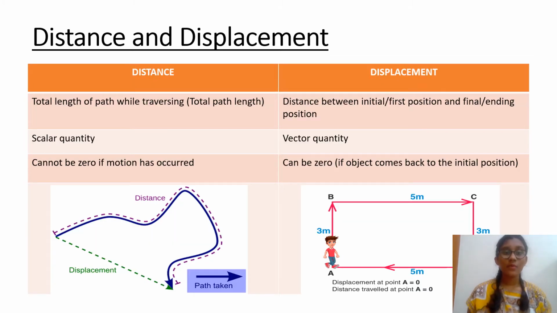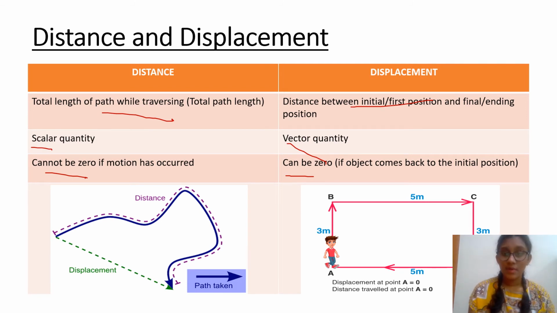Now let us see what distance and displacement are. Distance is the total path length covered while traveling, whereas displacement is the distance between the initial and the final position. Distance is a scalar quantity, whereas displacement is a vector quantity. Distance cannot be zero, which we will elaborate in the next slide, whereas displacement can be zero if the object comes back to the initial position. Let us understand this with an example.